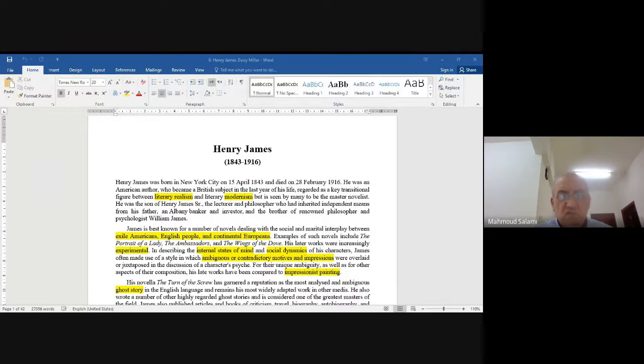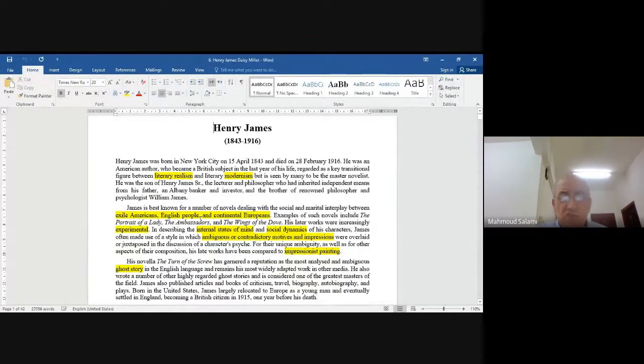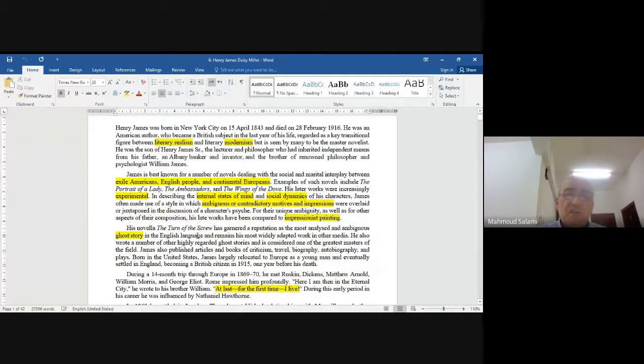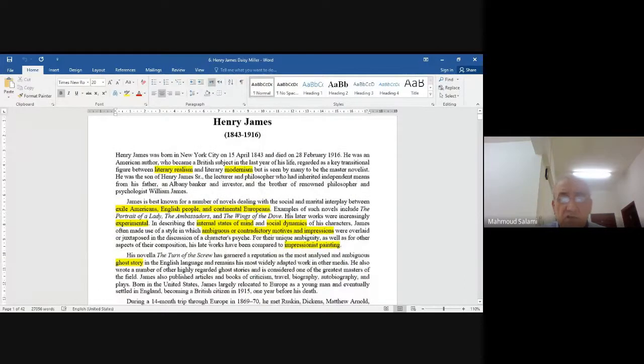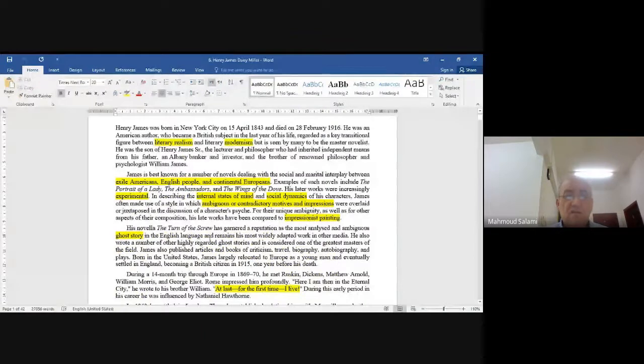Now to go back to the text, to go back to James here, I share with you. You see it, of course. First, here we have I gave you a little introduction with biographical information about James, just highlighted as I did here. Now, most of his novels deal with the connection, or the social and material interplay, between exile Americans, English people, and continental Europeans. Really, this is his main big theme.